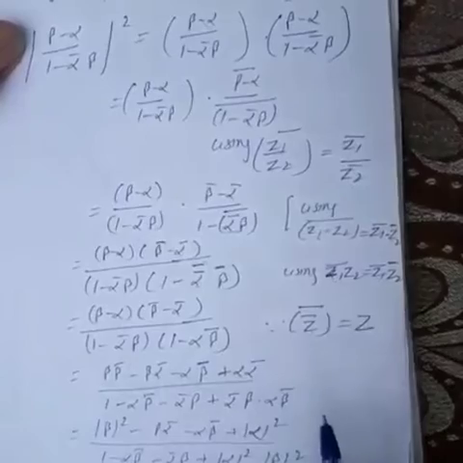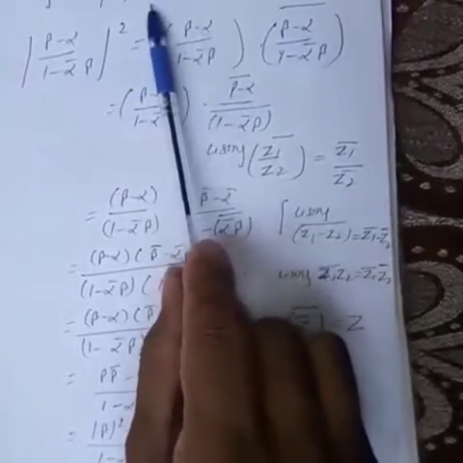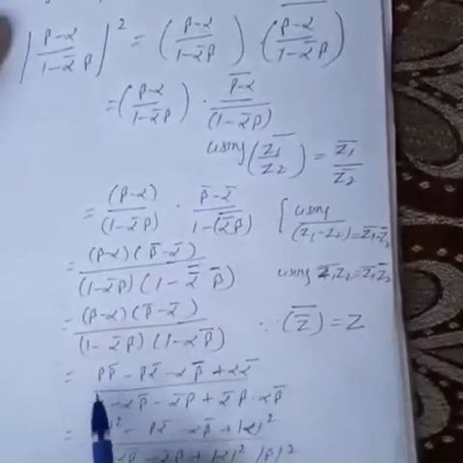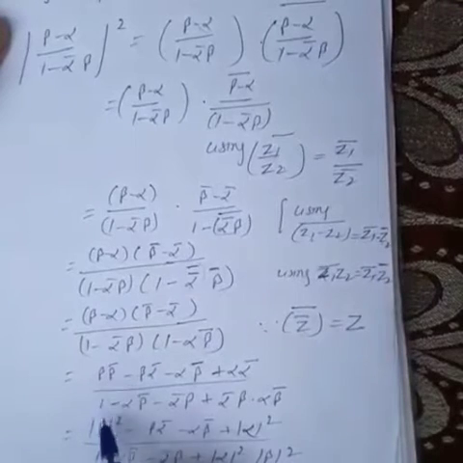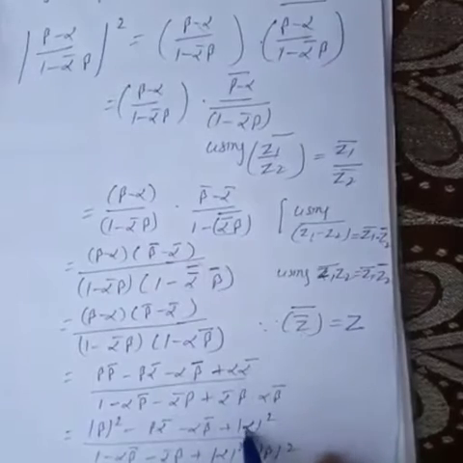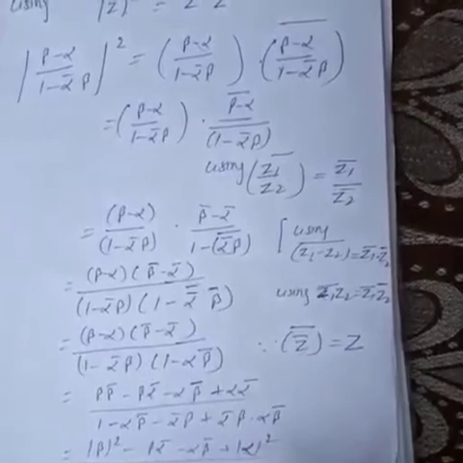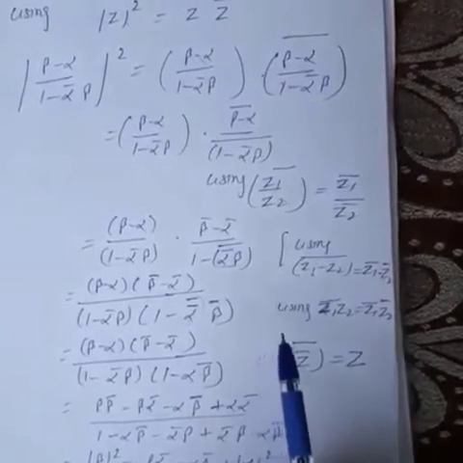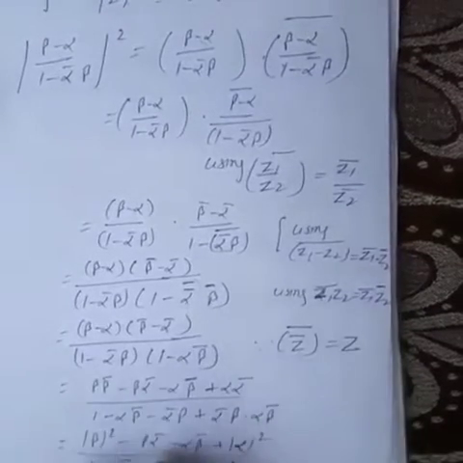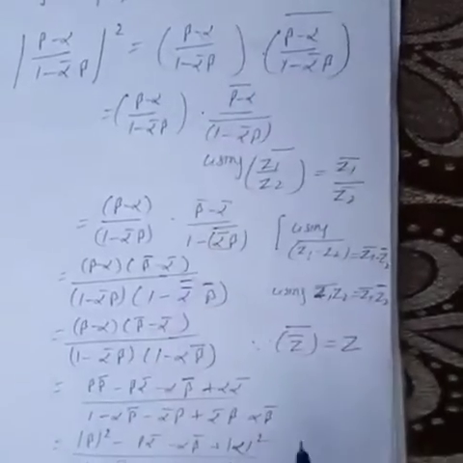After multiplication, you will use the previous property that we used in the starting: z into z bar is equal to mod of z square. So wherever we have beta into beta bar, that is equal to mod of beta square. Similarly, alpha into alpha bar will be equal to mod of alpha square. Similarly in the denominator. And now put the values. We are given in the starting in the statement that mod of beta is equal to 1. So we have to replace mod of beta with 1. So this is all we are calculating.